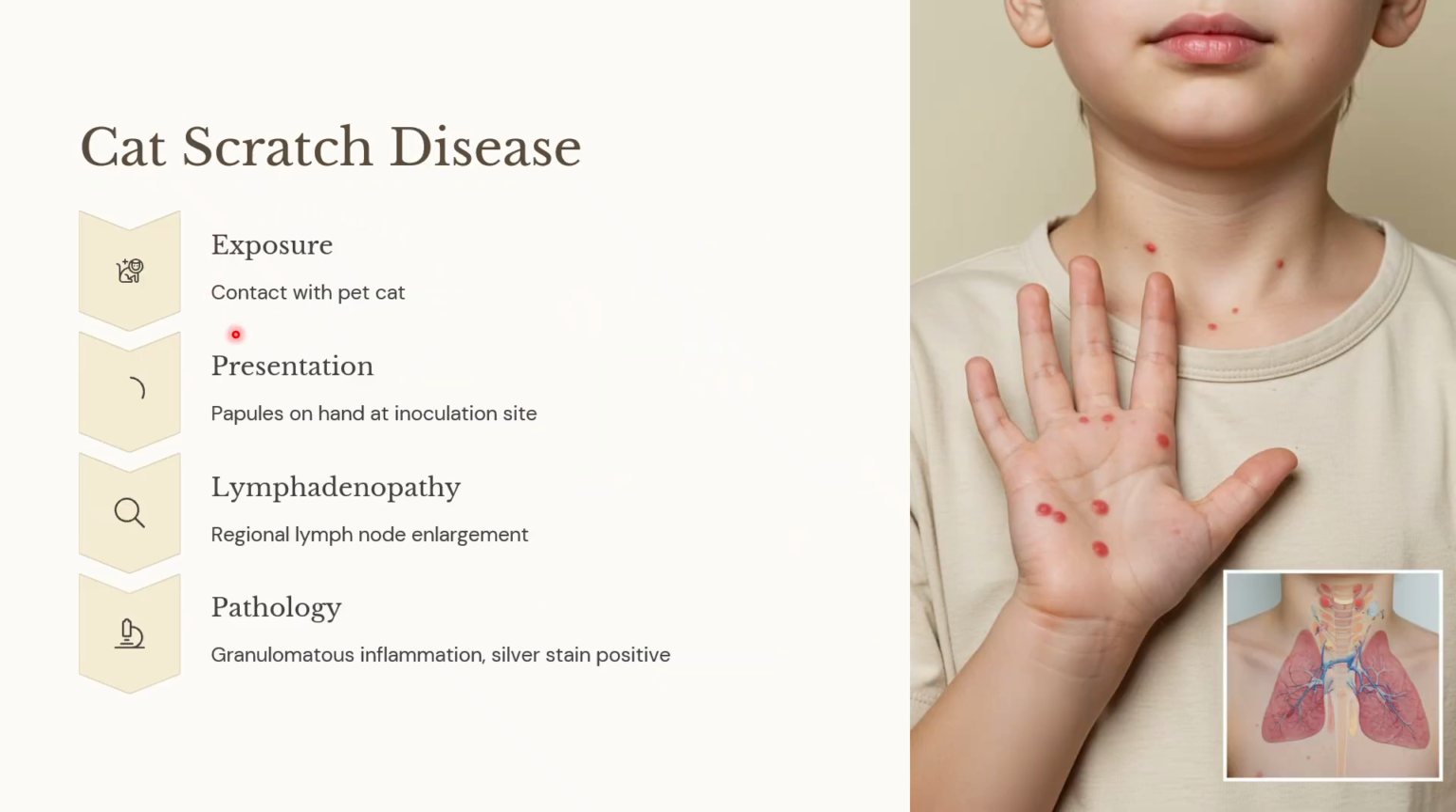So this is about the cat scratch disease which I told you about, which can happen even in individuals with a healthy immune system, where it will present only as papules on the hand at the inoculation site, and can be associated with regional lymph node enlargement.